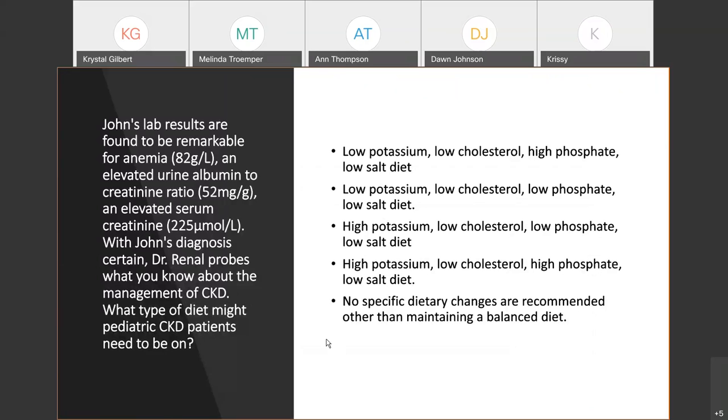John's lab results are found to be remarkable for anemia, an elevated urine albumin to creatinine ratio, an elevated serum creatinine. And with John's diagnosis certain, Dr. Renal probes what you know about the management of CKD. What type of diet might pediatric CKD patients need to be on? A, B, C, D, or E.